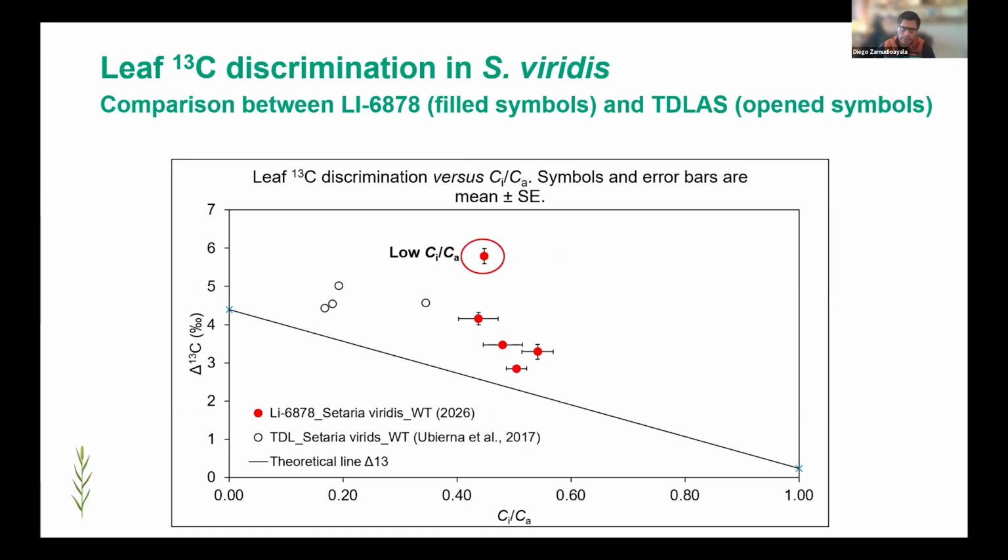Also, I want to point out that this high carbon-13 discrimination value shows how challenging it is to measure this variable in C4 species, because especially at low Ci over Ca values, any extra noise can disproportionately affect the calculations of the carbon-13 discrimination.